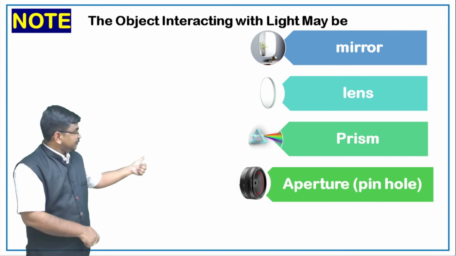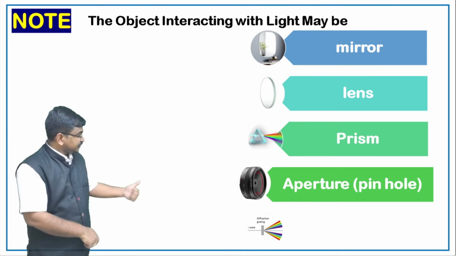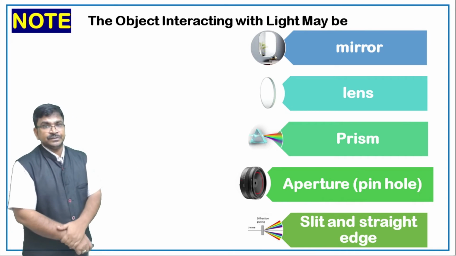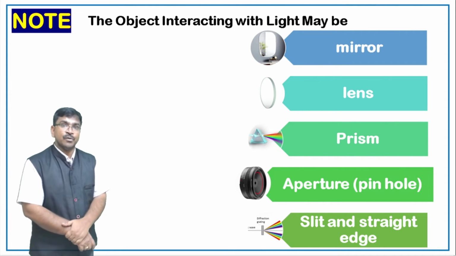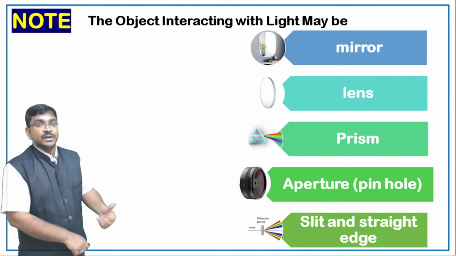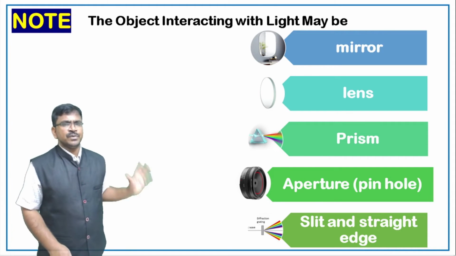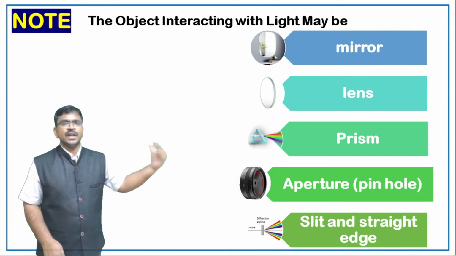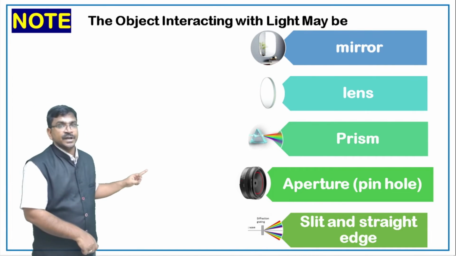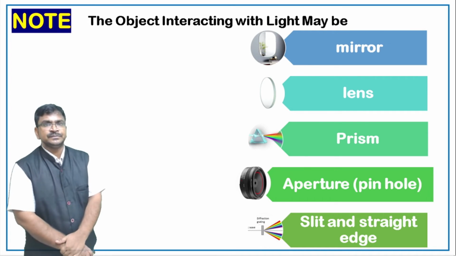And here, see, the pinhole camera, the aperture of the pinhole camera. And next, this is what we call a slit or straight edge. And this we will discuss under diffraction, when we discuss the wave nature of light. These are a few examples of objects interacting with light: mirror, lens, prism, aperture, or slit and straight edge.